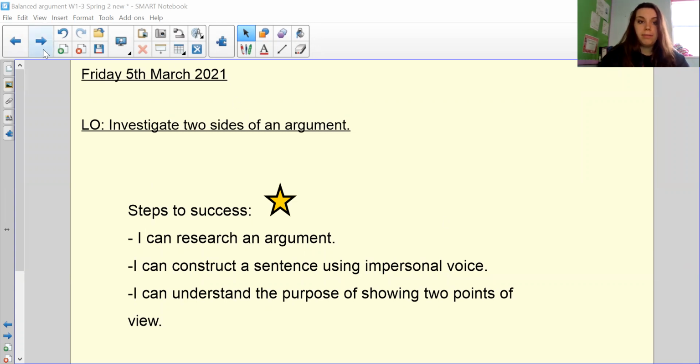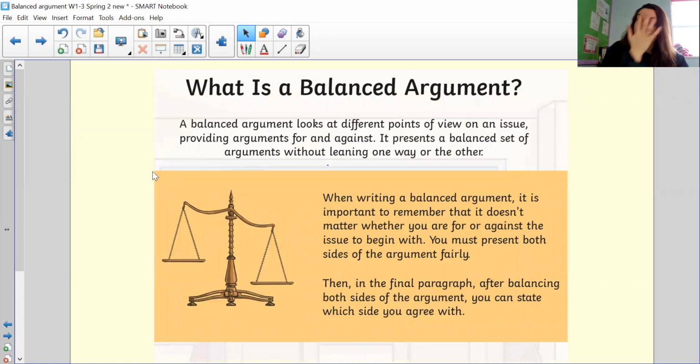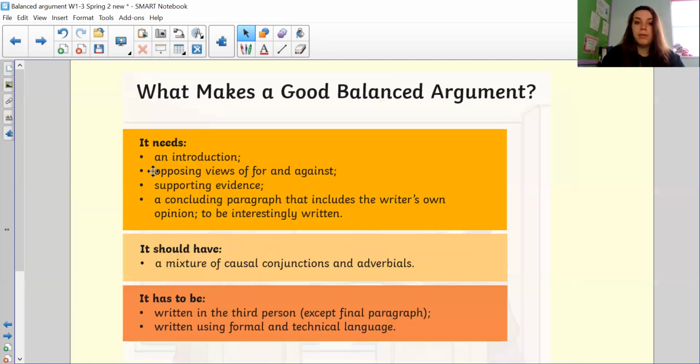So to begin with, we don't have a starter today, we're going straight in. What is a balanced argument? A balanced argument looks at different points of view on an issue, providing arguments for and against. And it presents them in a balanced way, without talking too much about the for and without talking too much about the against. When writing a balanced argument, it is important to remember, it doesn't matter whether you are for or against the issue to begin with. You must present both sides of the argument fairly. Then in the final paragraph, after balancing both sides of the argument, you can state which side you agree with.